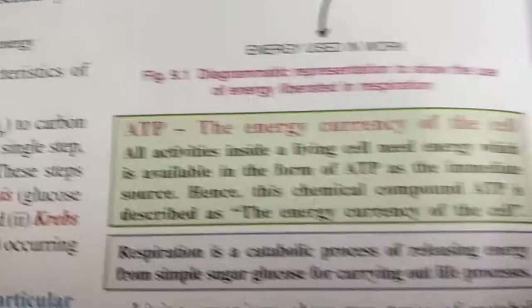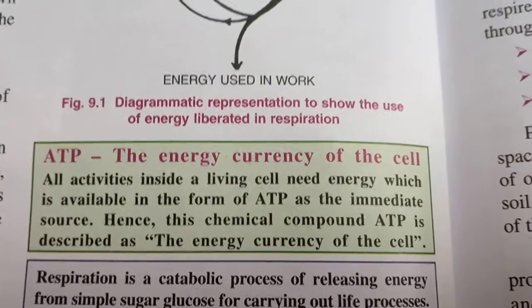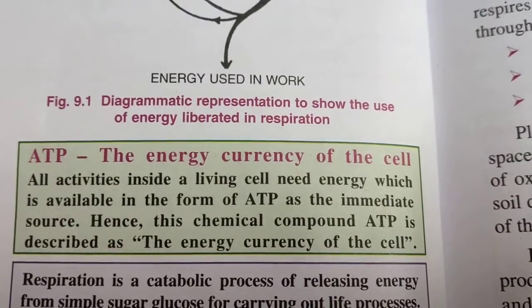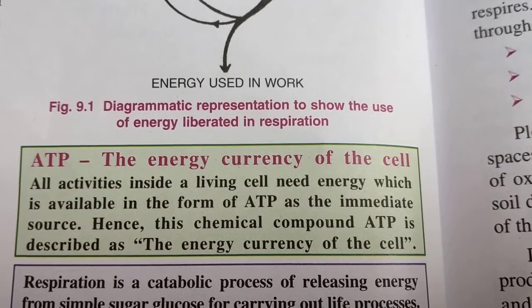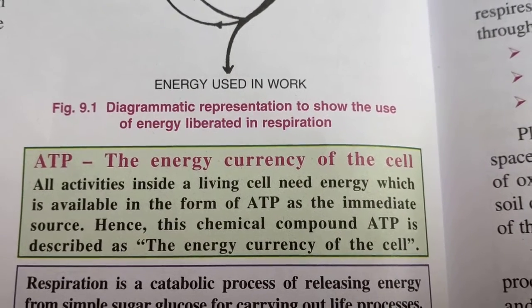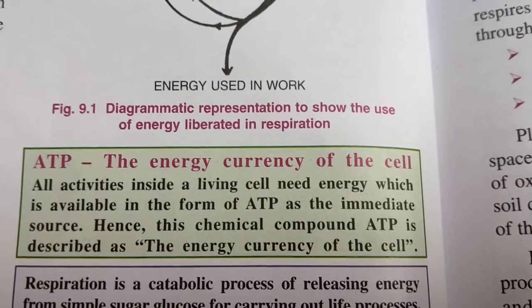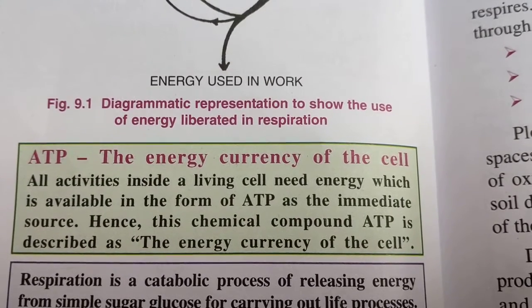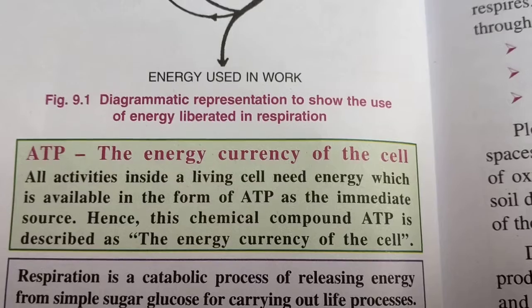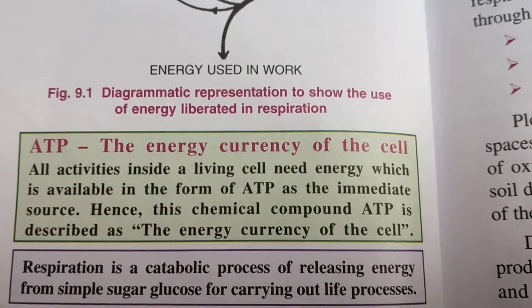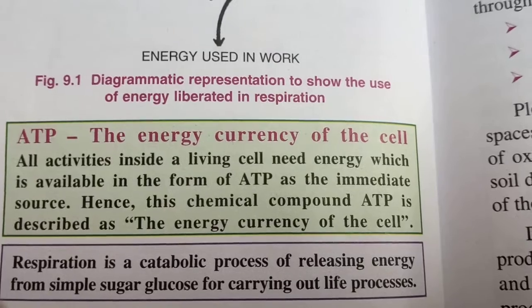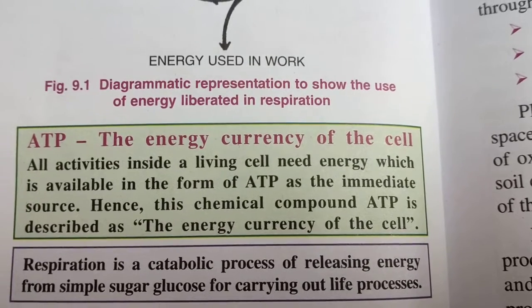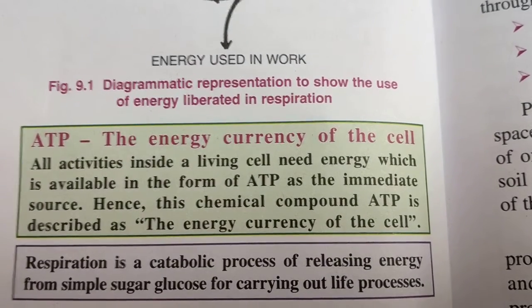Now what is this ATP? You need to know. This is the energy currency of the cell. All activities inside a living cell need energy which is available in the form of ATP as the immediate source. Hence, this chemical compound ATP is described as the energy currency of the cell. Now, you have to know the proper definition of respiration, as it is the process of breaking down of glucose.